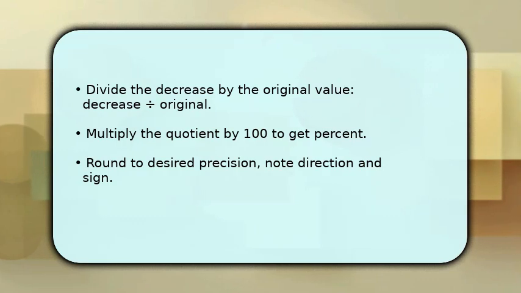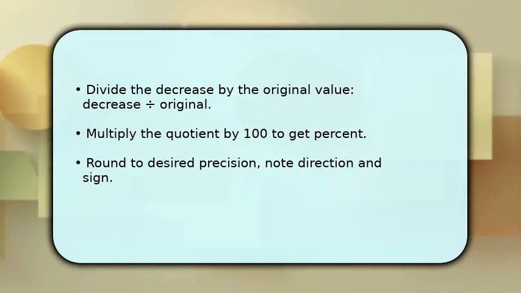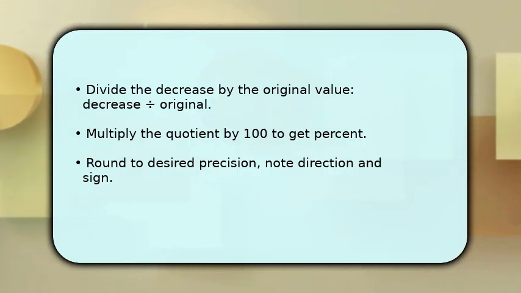Once you have the absolute drop, divide that number by the original value. This fraction represents the proportion of change relative to where you started. After dividing, multiply the result by 100 to convert it into a percentage. Make sure you multiply, not divide, at this stage.